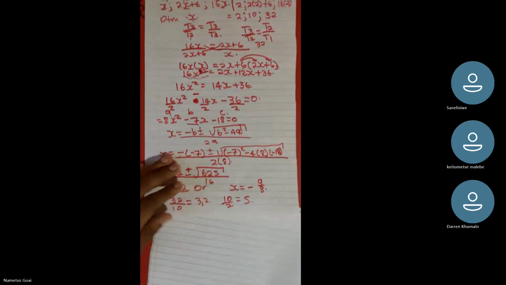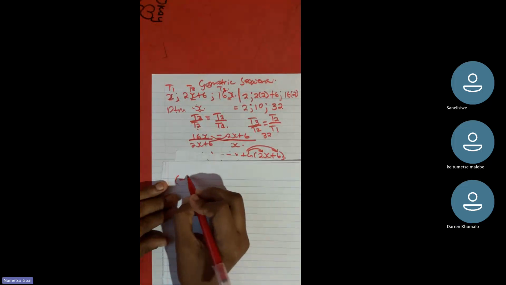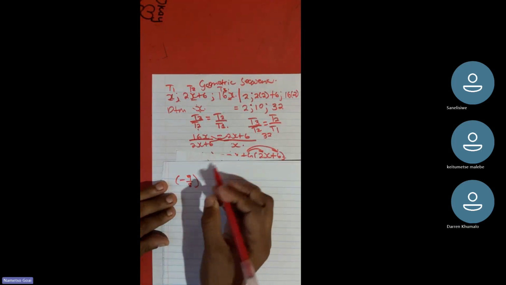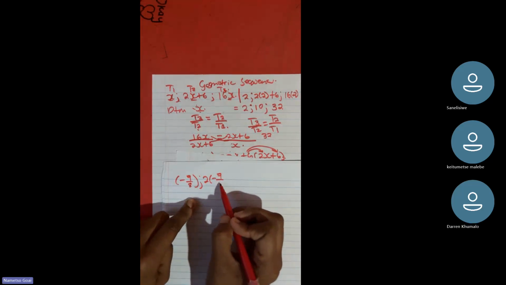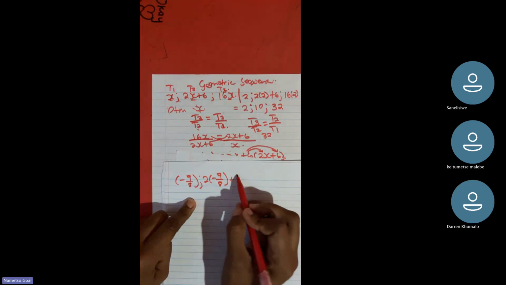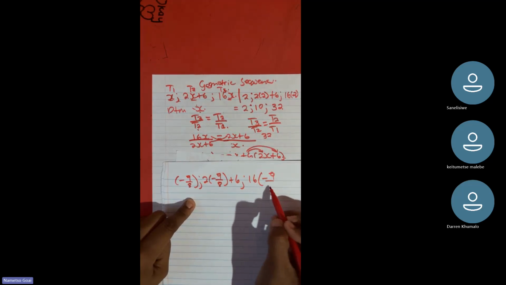Okay, wait. We said this one is negative 9 over 8. Negative 9 over 8. 2 all into negative 9 all over 8 plus 6. 16 all into negative 9 all over 8.